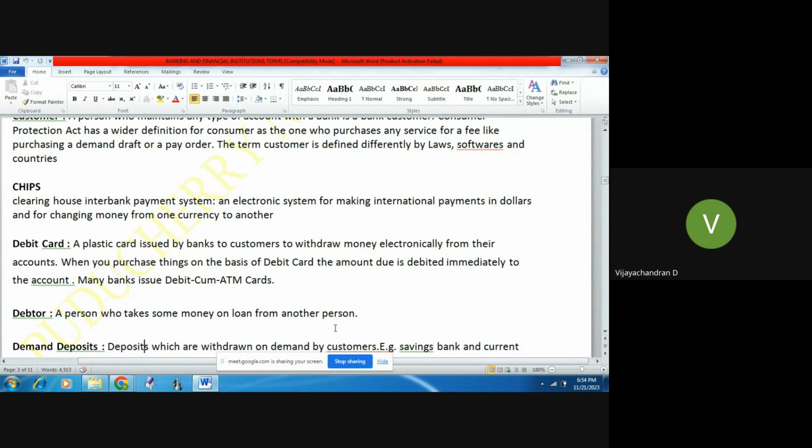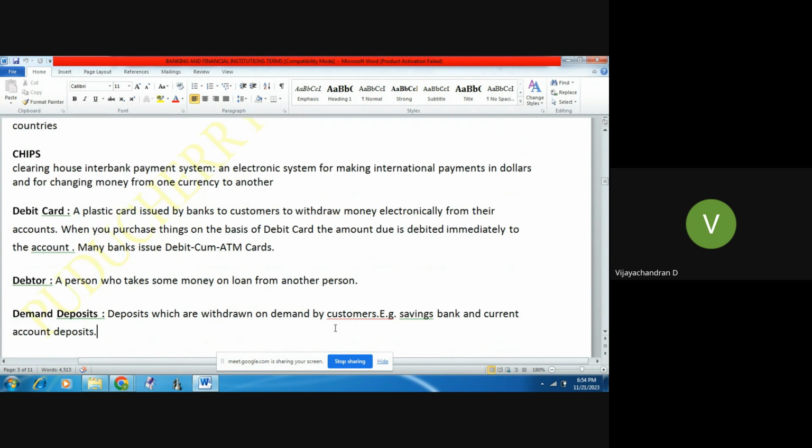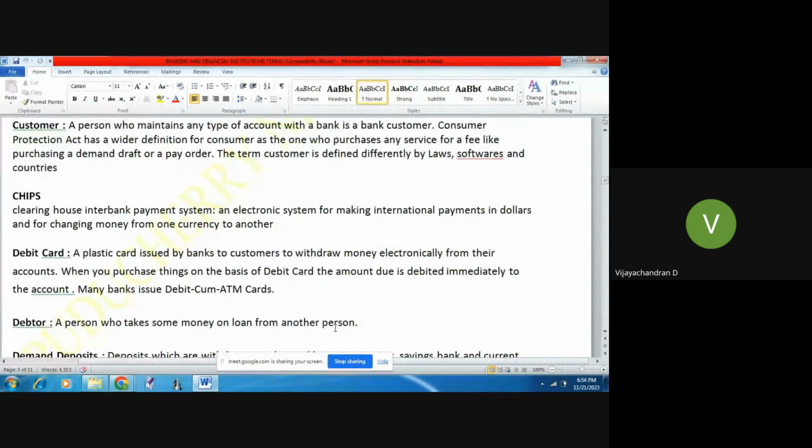Then debit card, credit card. Why are we saying debit card, and why credit card? What is the difference between a debit card and a credit card? As you know, in the case of a debit card, if you are buying any goods, the amount will be debited from your account. Whereas in the case of a credit card, if you are buying any goods, the amount will be credited in your account. So that is the reason why I was saying credit card and debit card.